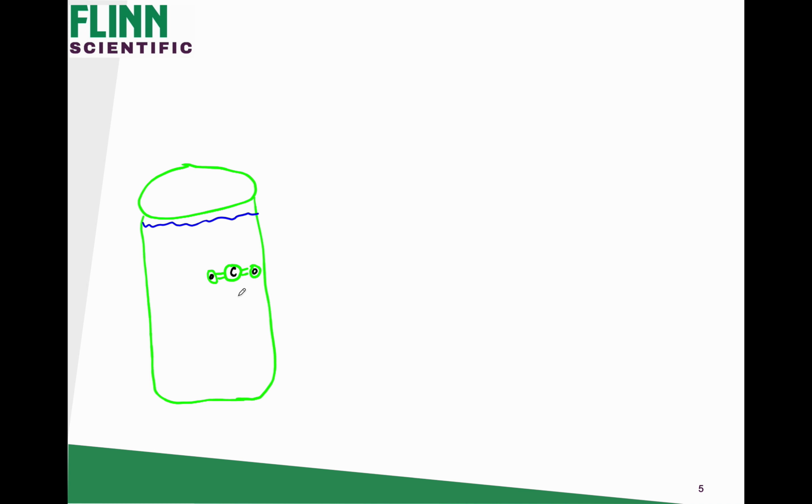Now that gas inside the liquid, it has to be under pressure. So what we have here is all of this carbon dioxide pushing up against the sides of our can, so that the pressure inside the can is greater than the pressure outside the can.